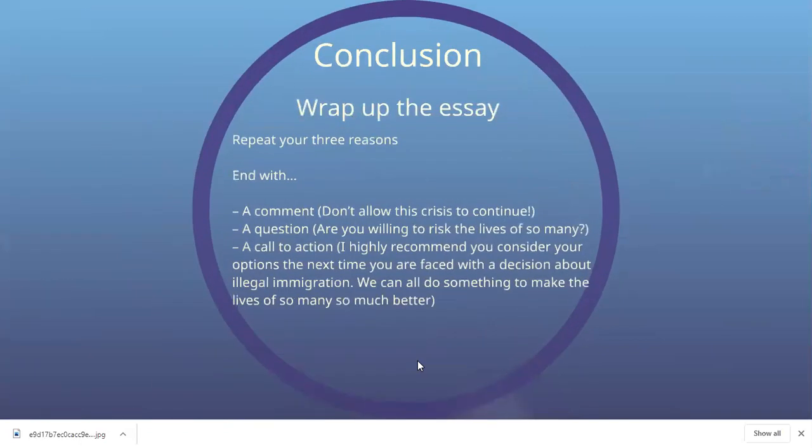So you definitely want to wrap up with your reasons, and with a comment, like "Don't allow this crisis to continue." A question: are you willing to waste so many lives? Or a call to action: I highly recommend you consider these options next time you're faced with this decision, right? Those make people inspired to do something if it helps other people, if it hits home with them by asking a question. Those are the two. I love call to action and I love the question, right? Those are two powerful essays.